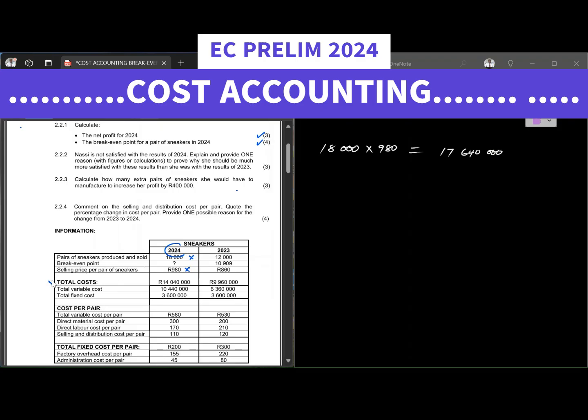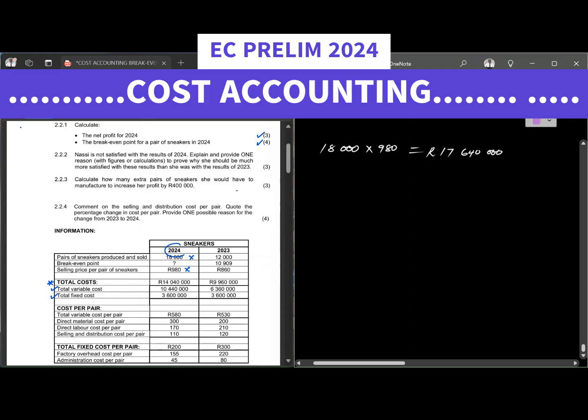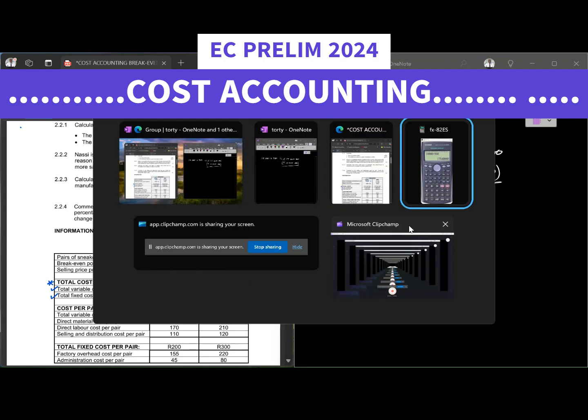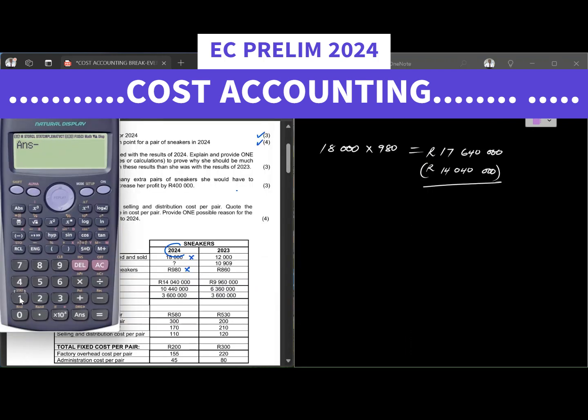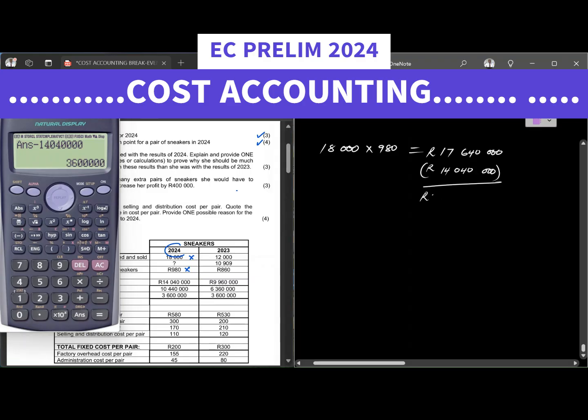And here we're given total cost to make it very simple. So you have your total variable cost and your total fixed cost. That means if I take my total income here from the sales of sneakers and then I subtract the total cost, which is my 14,040,000, so I'll come and then say my 17,640,000 minus the 14,040,000, I would remain now with my 3.6 million. So I'll remain with my 3,600,000 like that. That would therefore become my net profit.